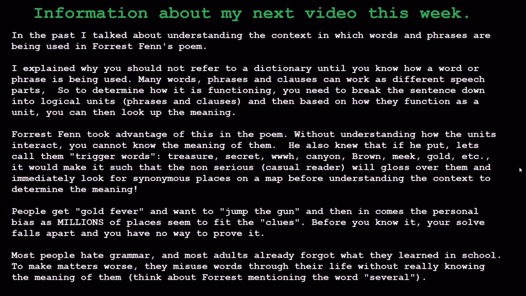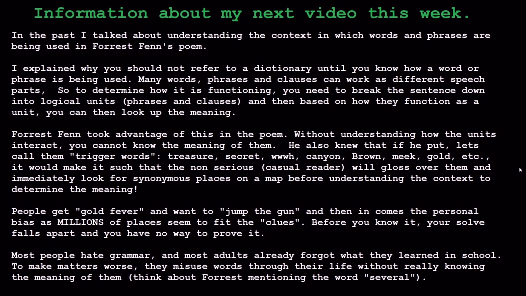In the past, I talked many times about understanding the context in which the words and phrases are being used in Forrest Fenn's poem. Okay. You have to know the context in which they're being used. Otherwise, when you go to a dictionary, you're not going to have any idea what to look for because many words, as you probably know, can play the role of multiple speech parts. They could be nouns, verbs, adverbs, adjectives. Some of them could be more than one.